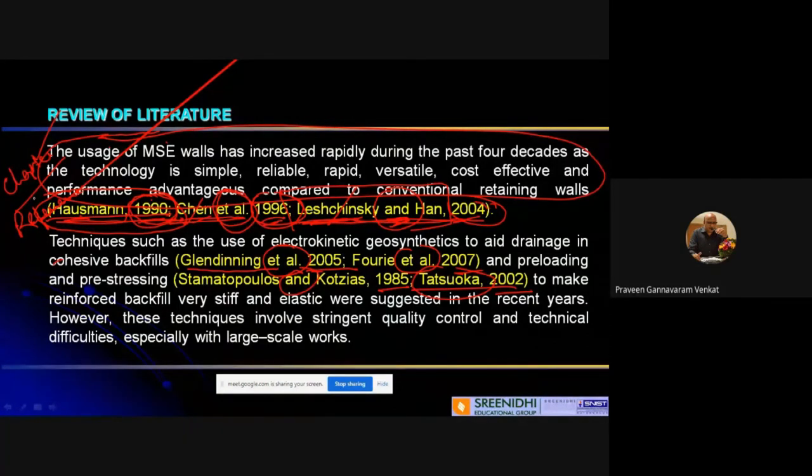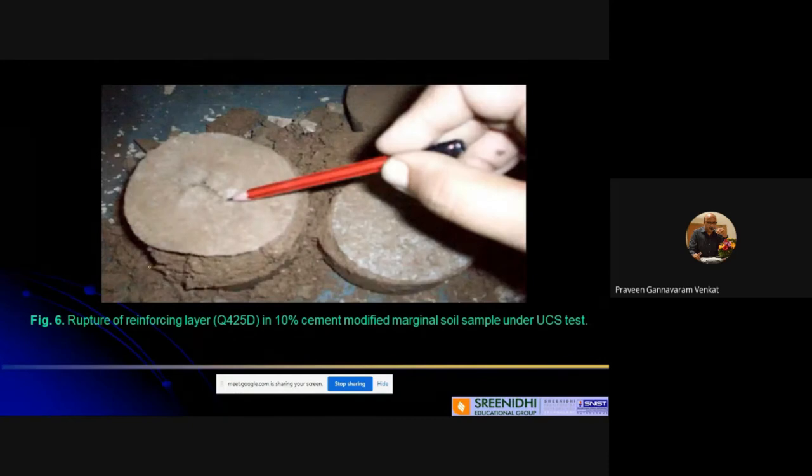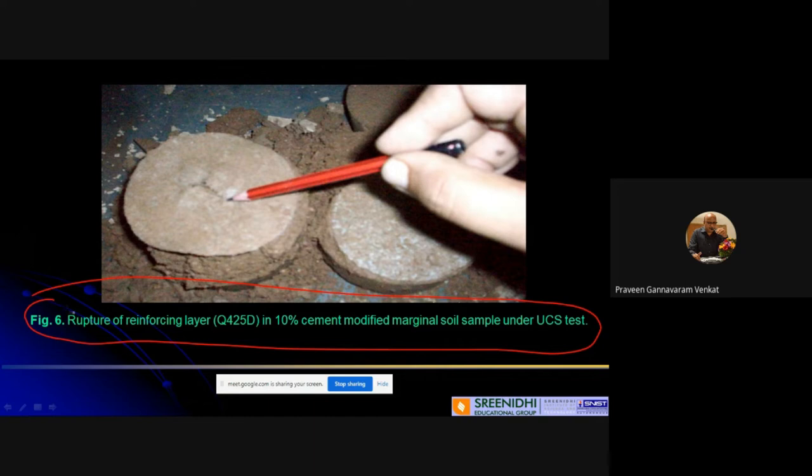Don't follow the alphabetical order here. So H, G, C, all the things, don't follow the alphabetical order. You only have to follow the year of publication. Next, when you're depicting some experiments in the form of photographs, that photograph should be titled. So you have to give a title for every photograph which you are indicating in your thesis work.